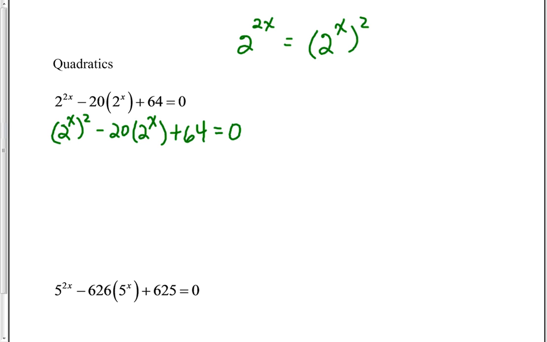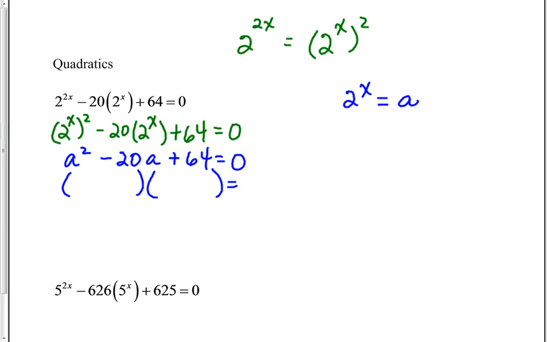I'm going to replace 2 to the x, and you don't have to do this at all. I'm just going to replace it with a letter, like, let's make it a. If I rewrite this as a squared minus 20a plus 64, you know that you have a quadratic expression, and you know how to factor that. It's a simple trinomial. Again, simple in loose quotes. And we have an a at the beginning of both brackets. At the back half, I want two numbers that multiply to 64 and add to negative 20. My numbers are negative 16 and negative 4.